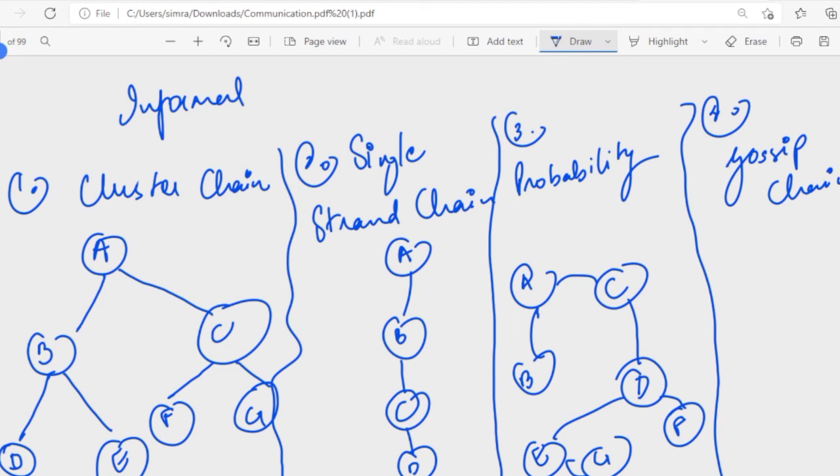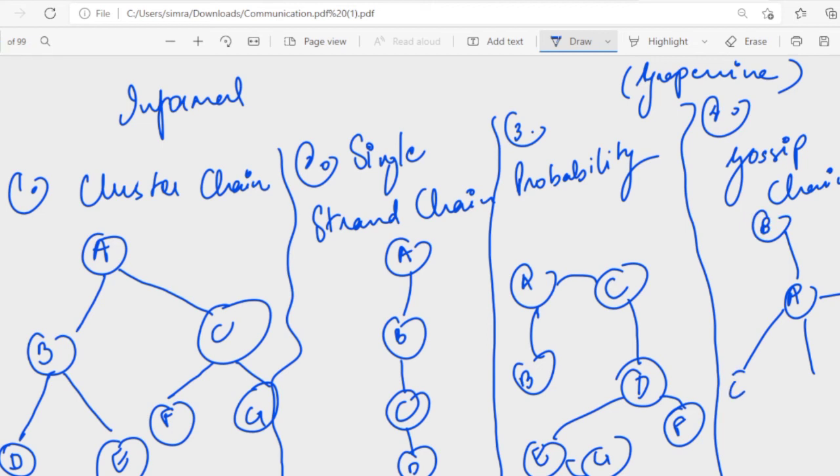Gossip chain is also known as grapevine. I'll just write here in bracket, grapevine communication. Gossip chain means what? A is going to tell all the gossips. He is going to give all the gossips to many of his colleagues, D, E. Then D will also pass it on to other friends. B will pass it on. So this will become like a huge chain.